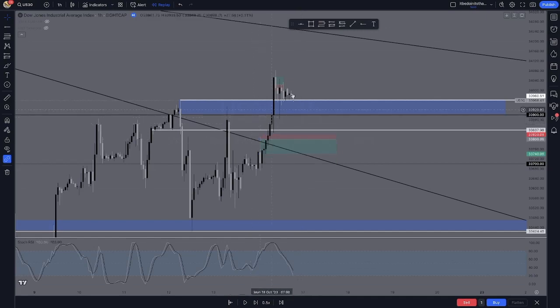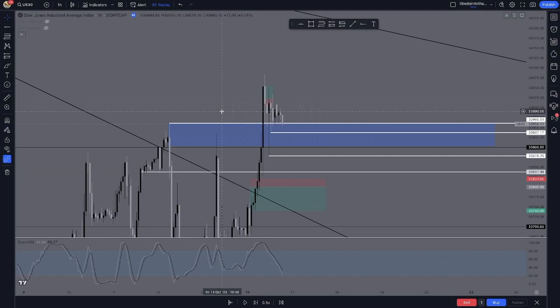So I'm just going to go ahead and draw a white line right here, just signifying that this is a demand zone, and also putting a white line right here as well, just because those are pretty significant areas. So those are my zones for the previous night going into the morning. Let's go ahead and fast forward.